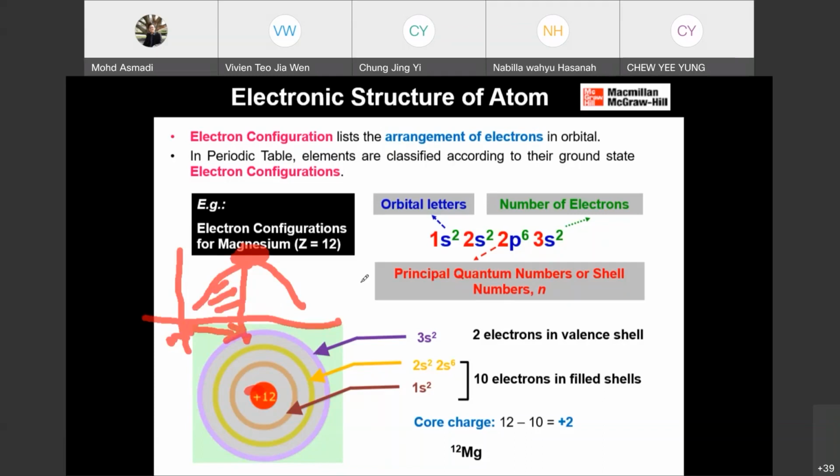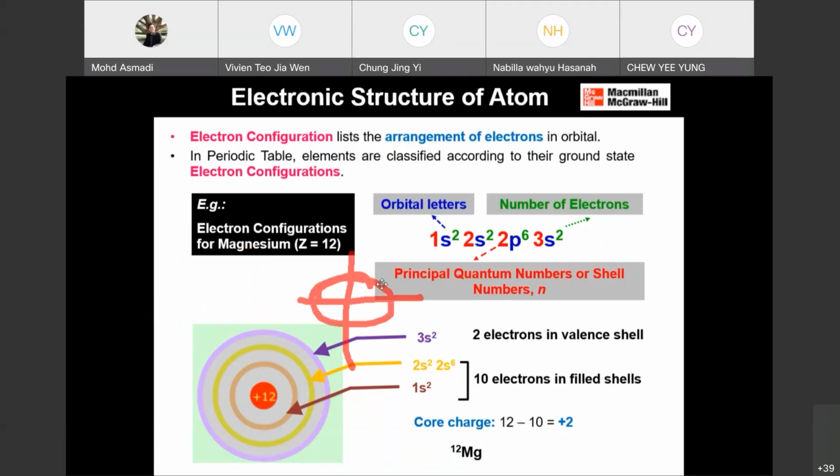So if you still remember the shells, the shell for 1s is a sphere. Next we have a dumbbell type, and then we have a fan type. This one is S, and this one is P. And then next, and so on.